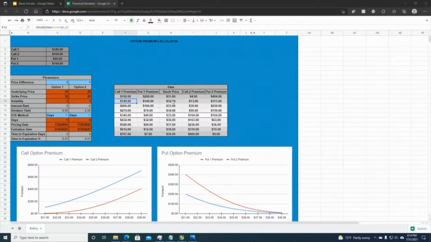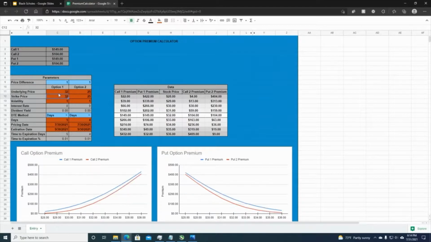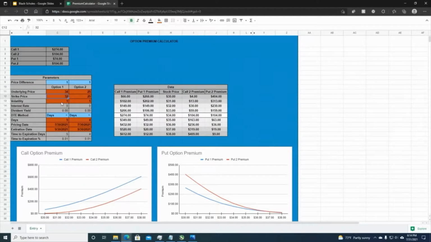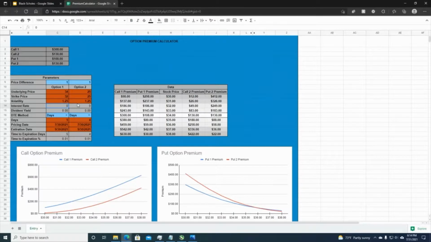And if you don't care about looking at maybe the different stock prices here, you can always just change the underlying price over in the orange area and see how it will change the specific call premium just on a one-to-one basis. And you can also mess around with the volatility and see how maybe a 25% increase in volatility would affect a specific option.